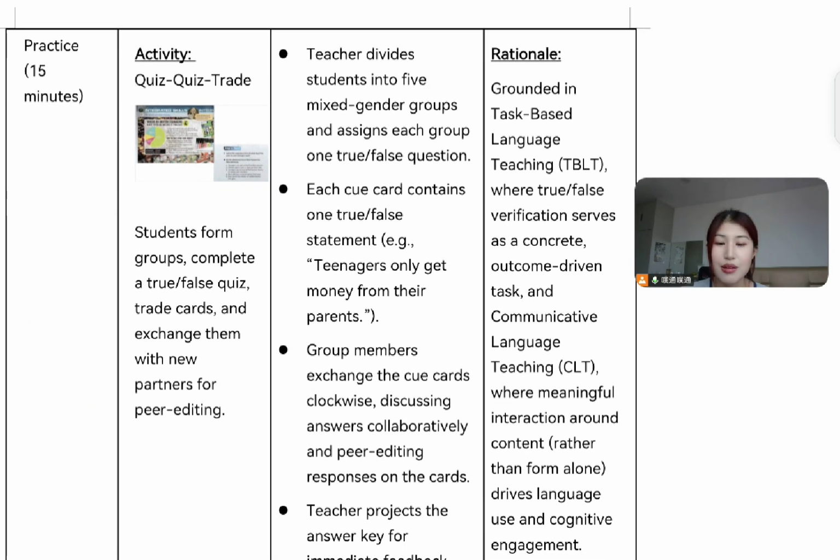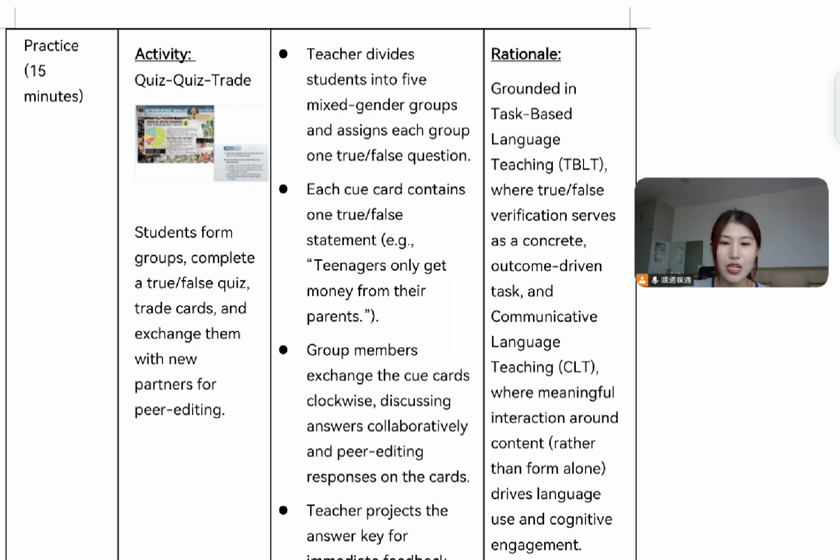The main activity is quiz treat. Students work in mixed ability groups and receive true or false statements based on the reading text. Examples include: teenagers only get money from their parents. Many teenagers have part-time jobs. Students discuss answers collaboratively before exchanging cards with other groups.